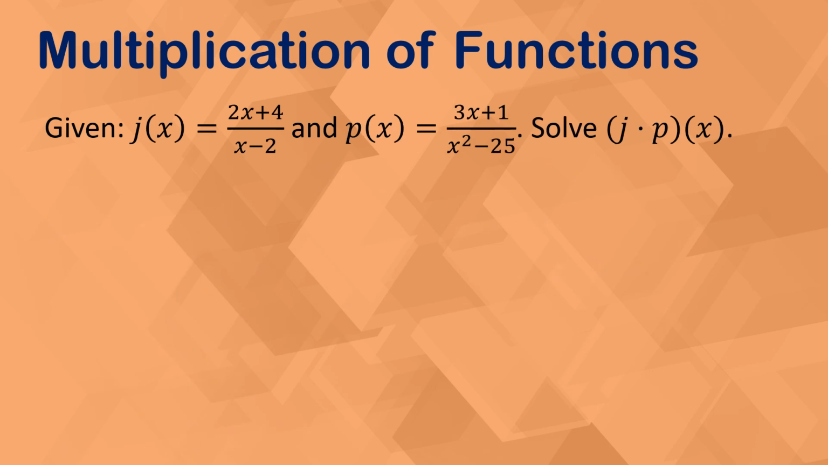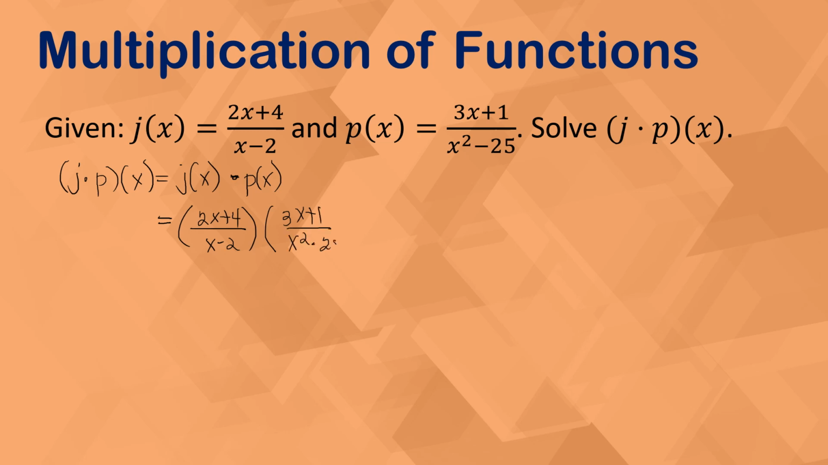Let's have our last example for multiplication of functions. We have here j of x, which is equal to 2x plus 4 over x minus 2. P of x is equal to 3x plus 1 over x squared minus 25. So we get the product of the two given functions, j and p. So j times p of x is equal to j of x times p of x. We substitute the functions. We have here 2x plus 4 over x minus 2 times 3x plus 1 over x squared minus 25.